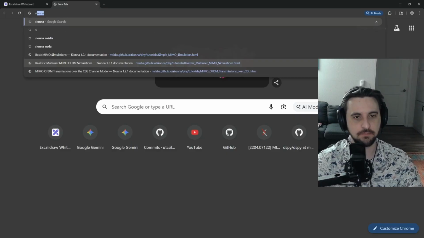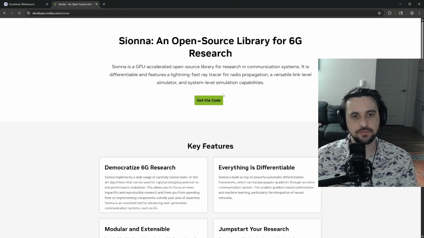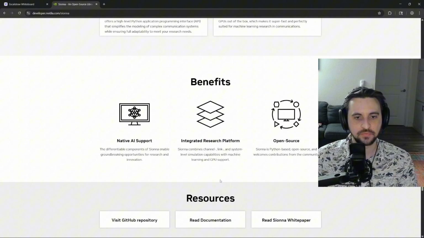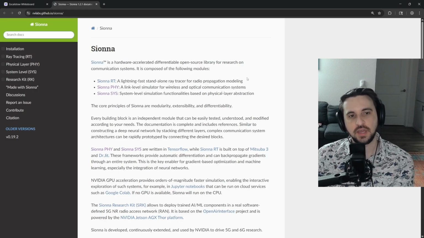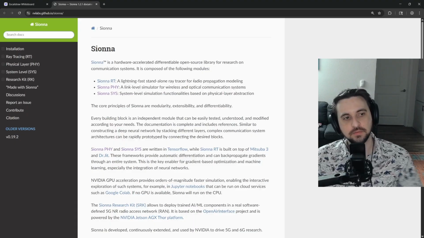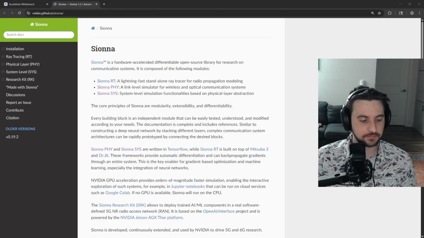But that's already been done by a toolbox from NVIDIA called Sionna. It's an open source library for 6G research. It's hardware accelerated, so it runs on GPUs, and it has three components. It has ray tracing, which is really the granular way to simulate these channels. Ray tracing is actually physical simulation. They actually shoot out the rays. This is the same ray tracing you see in gaming, right? Because they shoot out rays and they simulate.